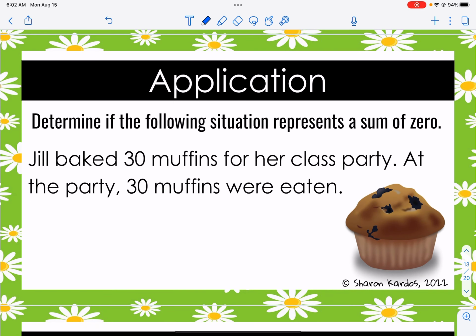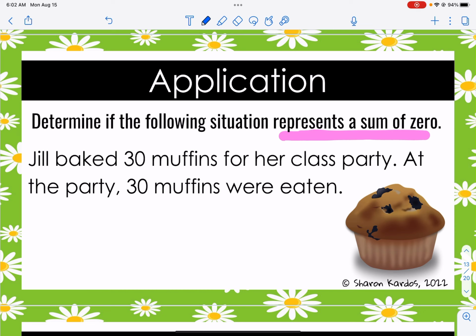So let's think about it in an application sort of way, as in real life type situations. Jill baked 30 muffins for her class party. At the party, 30 muffins were eaten. And the directions are asking me, does this represent a sum of 0? So that means when I add them together, am I going to get 0?